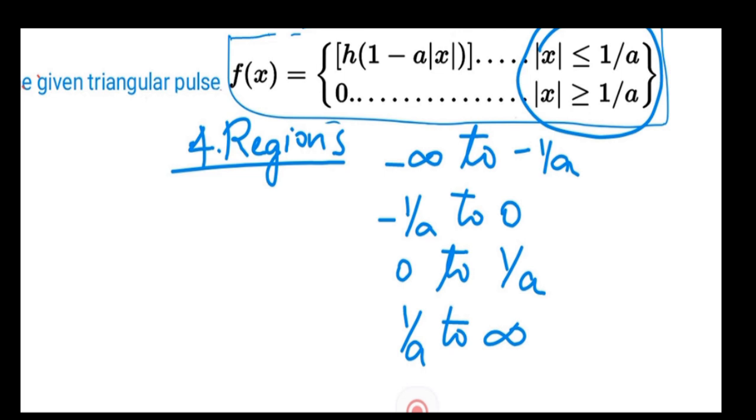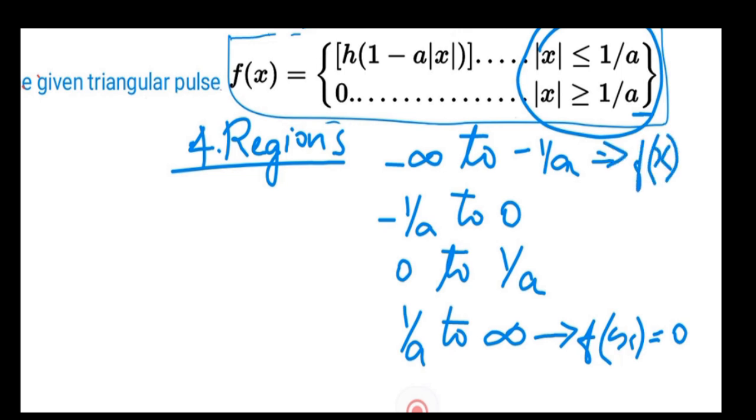For all these regions, we have to define the value for f of x. From the given limits, we can clearly say that the function is 0 above 1 over a and below minus 1 over a. Then we have to define the value between minus 1 over a and 0. Here x is negative, so the function will be h times (1 plus a times x).